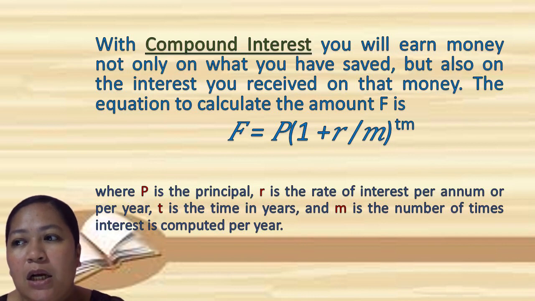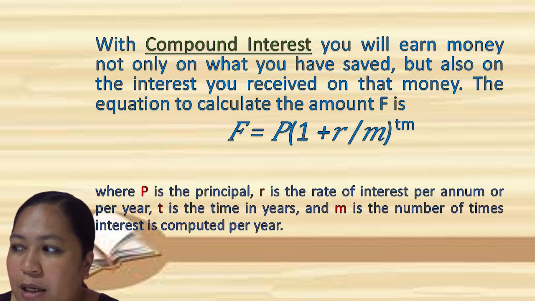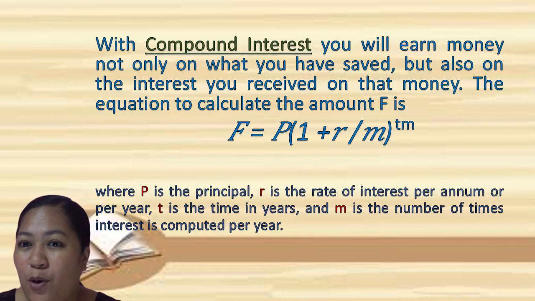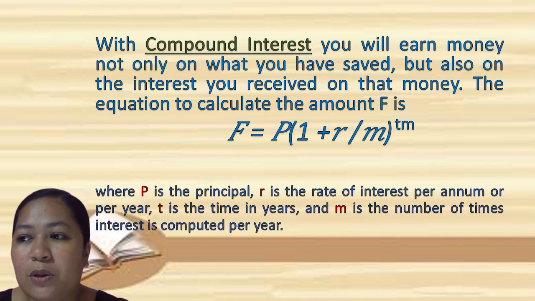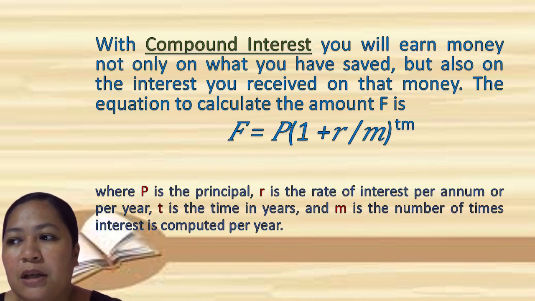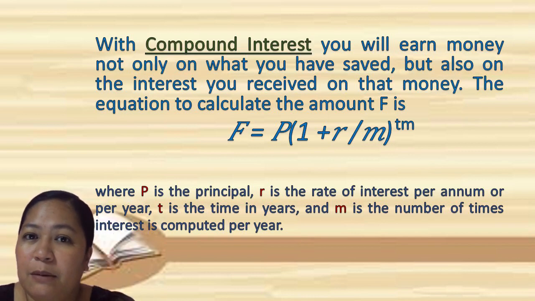Like, for example, you borrowed on February 1. Then on March 1, supposedly is your 1 month. But you were not able to pay your 10%. So what will happen is that, if it is simple interest, that 10% is on the money you borrowed. Example, the amount that you borrowed is 10,000. So how much is 10% of 10,000?